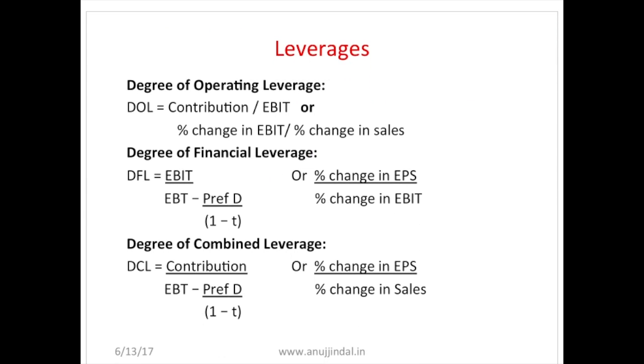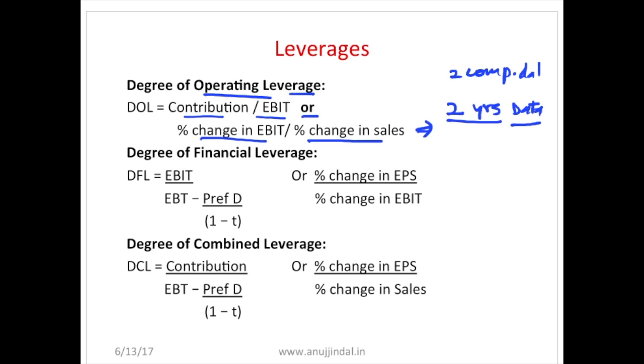So the first one is degree of operating leverage. There are two formulas for degree of operating leverage. The first one is contribution upon EBIT, and the second one is percentage change in EBIT upon percentage change in sales. Now this second formula is used when either data of 2 years is given, or data of two companies is given, when you're comparing different companies or different projects. So this is useful only when you're making a comparison, and the first formula is used when a single data set is given. So degree of operating leverage is contribution upon EBIT or percentage change in EBIT upon percentage change in sales.